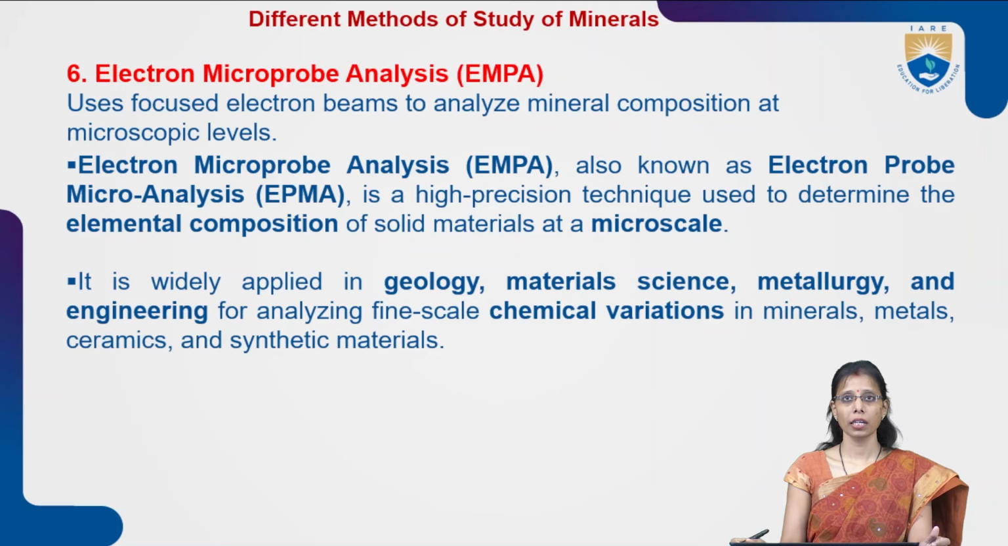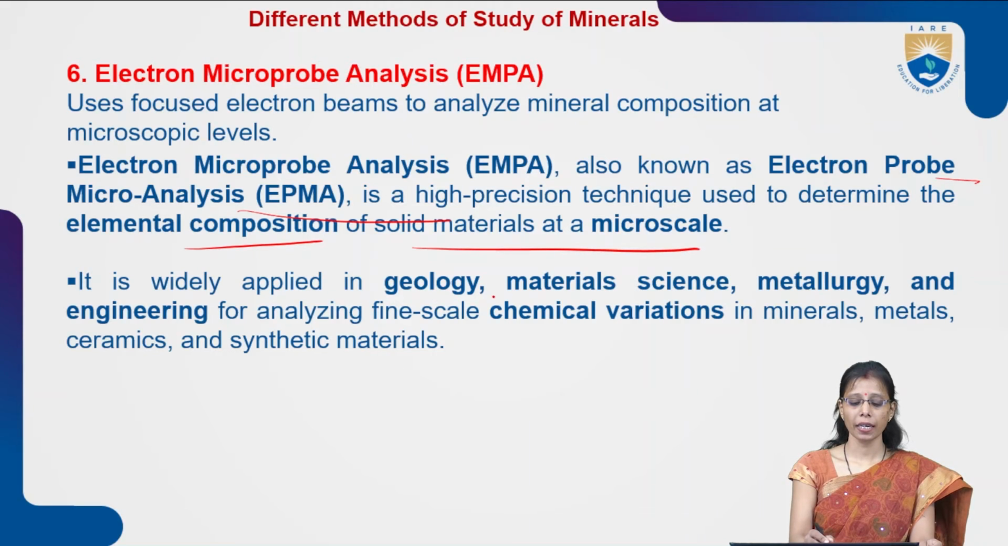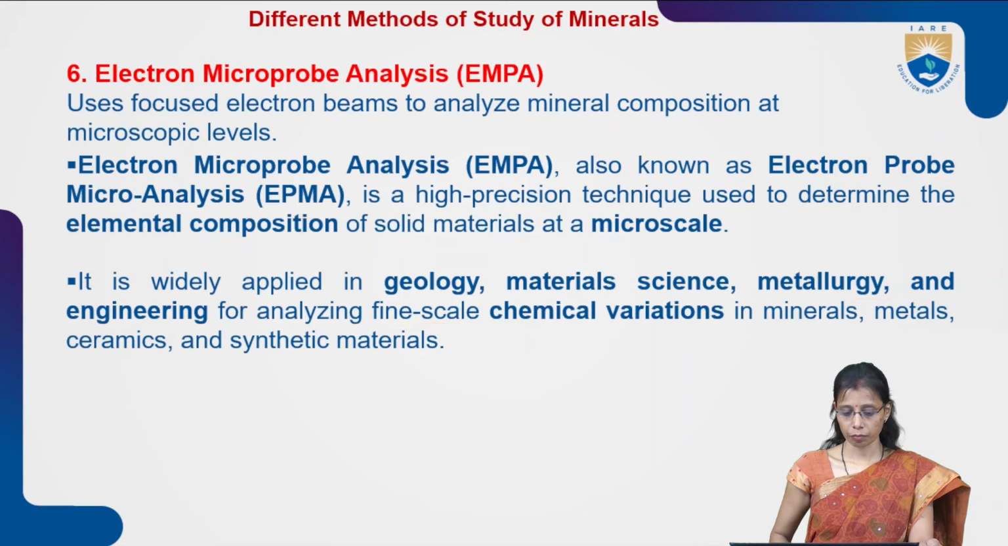Electron microprobe analysis, also known as electron probe microanalysis, uses focused electron beams to analyze mineral composition at microscopic levels. This is a high precision technique used to determine the elemental composition. So what are the elements which are present in that particular mineral? It helps us determine the elemental composition of a solid material at a microscale, and it is widely applied in geology, material science, metallurgy, and engineering for analyzing fine scale chemical variations in minerals, metals, ceramics, and synthetic materials.